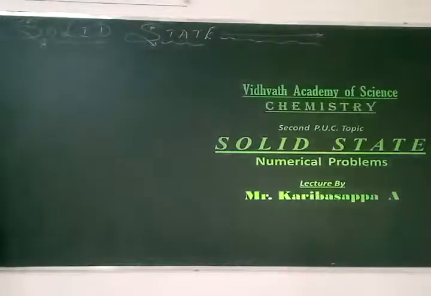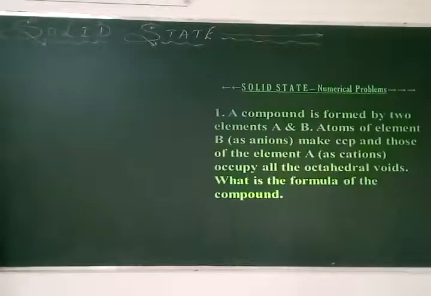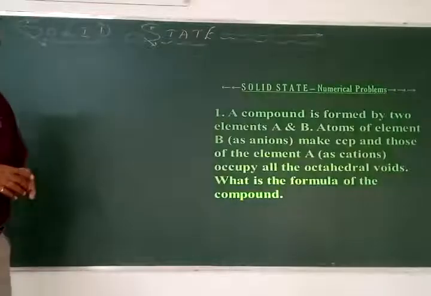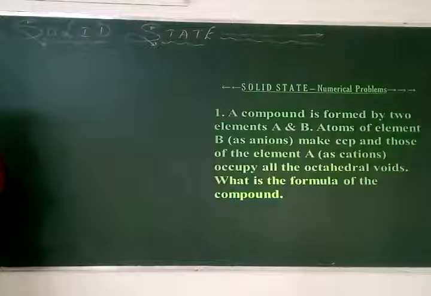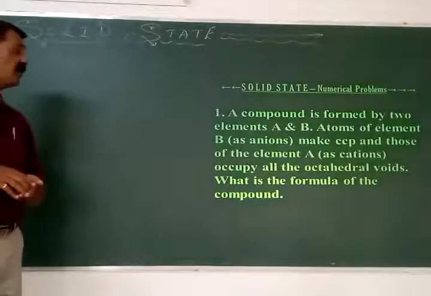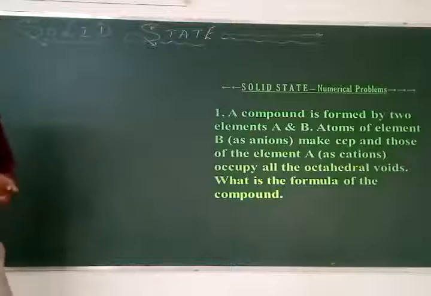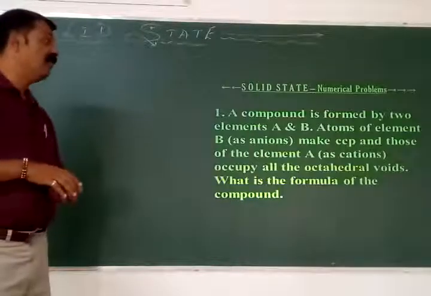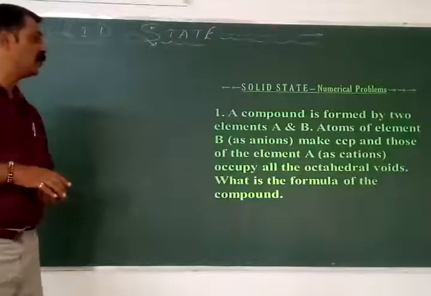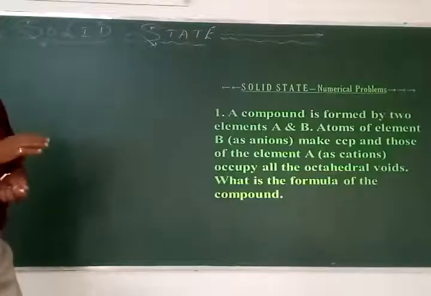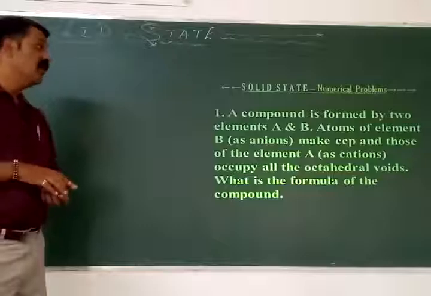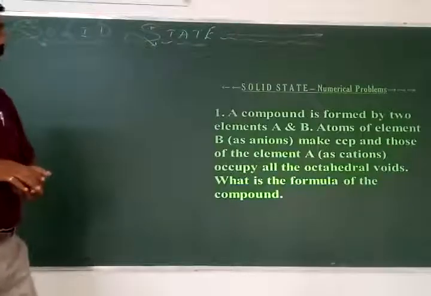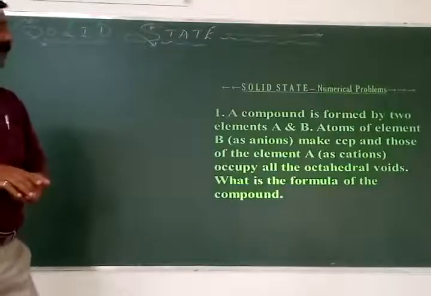Move on to the first one now. A compound is formed by two elements, A and B. Here the atoms of B, usually considered anions, make the CCP arrangement, and those of the element A, usually cations, occupy all the octahedral voids. Then what should be the formula of that particular compound?